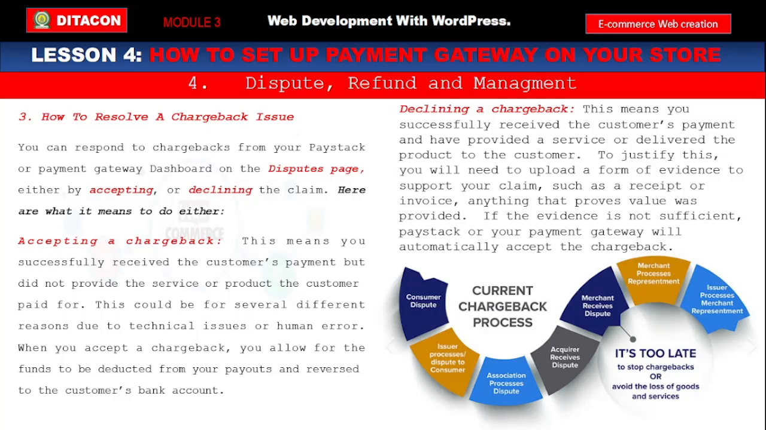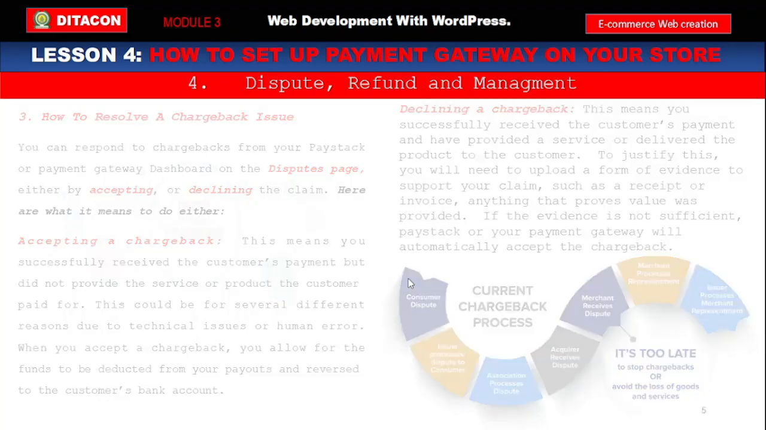So if the evidence is not sufficient enough, Paystack or whatever payment gateway you use will automatically accept the chargeback. If your proof of evidence is not sufficient enough, they won't listen to you again because they do not want anybody to rubbish their platform. So they will charge the money directly from your account and send it to the person.